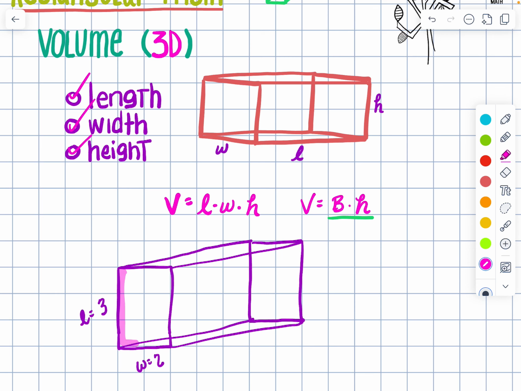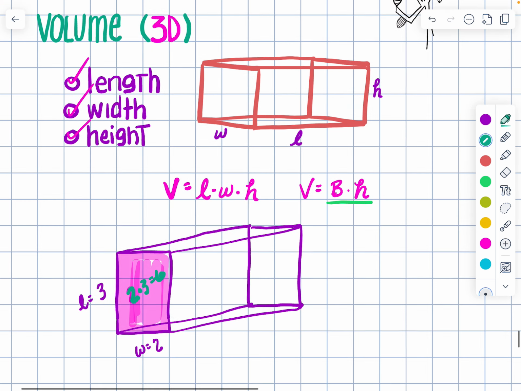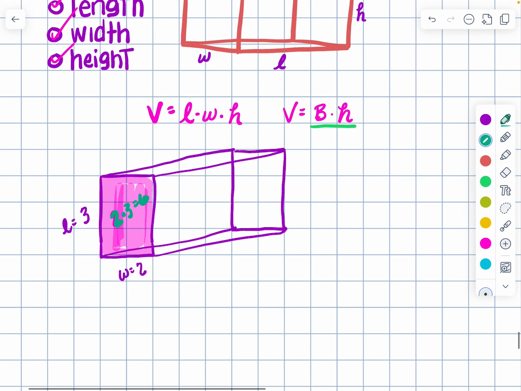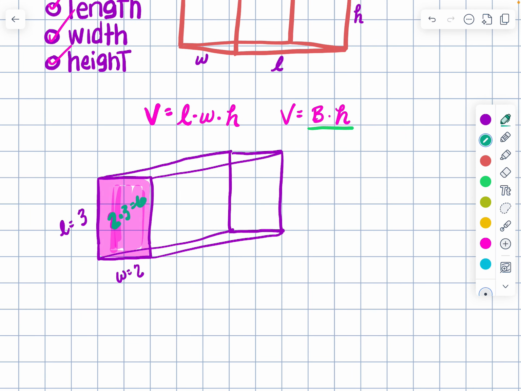You've done plenty of work where you've had something in 2 dimensions, such as this case. The area of this 2-dimensional object here is just 2 times 3, which gives you 6. So 2 times 3 is equal to 6. Now we want to take this first equation and figure out the volume of this object. I'm going to put the height, this length here, as 7 units.